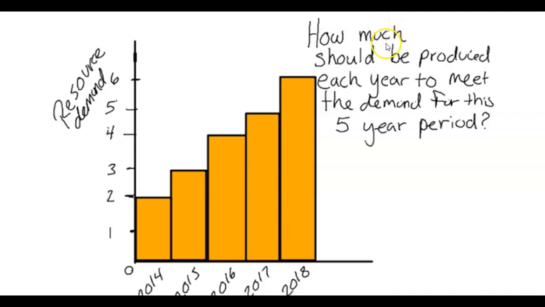So I want you guys to pause the video here and I want you to answer this question I've got written off to the side. How much should be produced every year to meet the demand for the 5-year period?